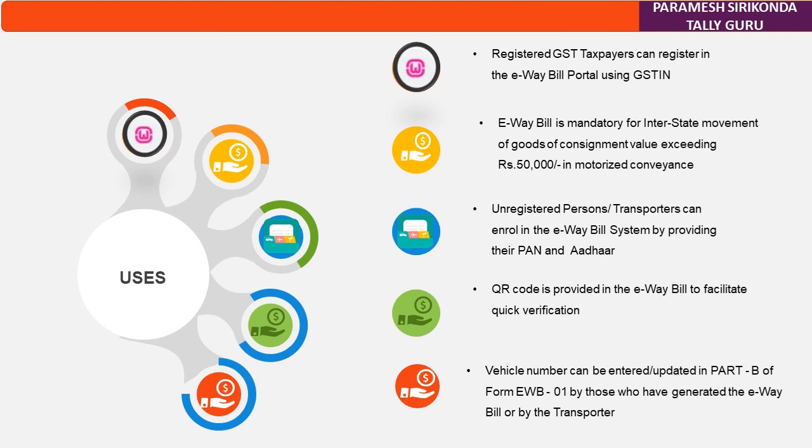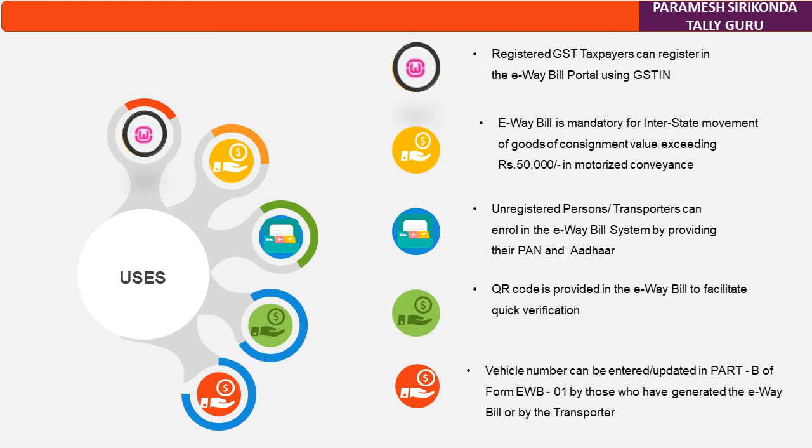Next, an unregistered person or transporter can enroll in the e-way bill system by providing their PAN. In the first point we discussed that only a registered person can get an e-way bill through the GSTIN, Goods and Service Tax Identification Number. But if a businessman is an unregistered person and still exports goods of value 50,000, in that case they have to submit their PAN card number, or otherwise Aadhaar card number, to generate the e-way bill.